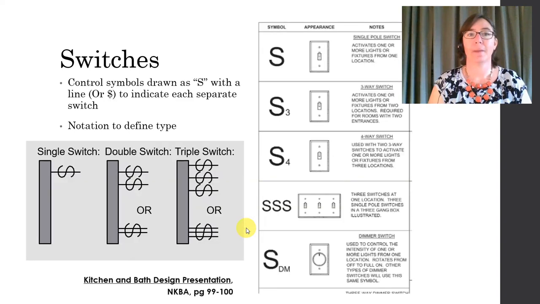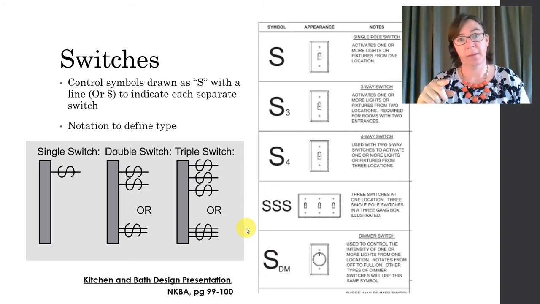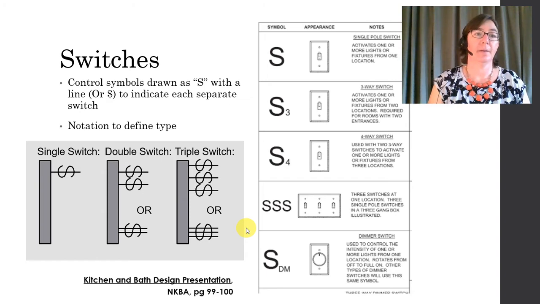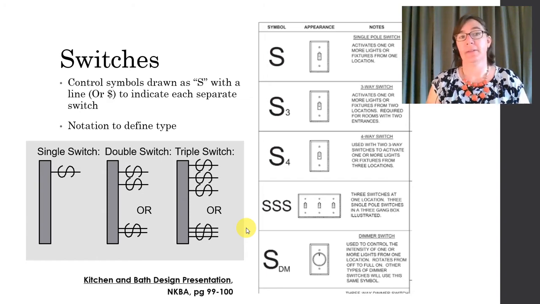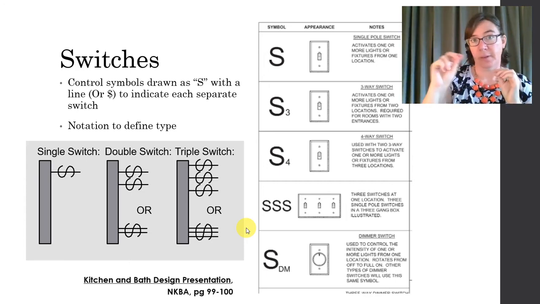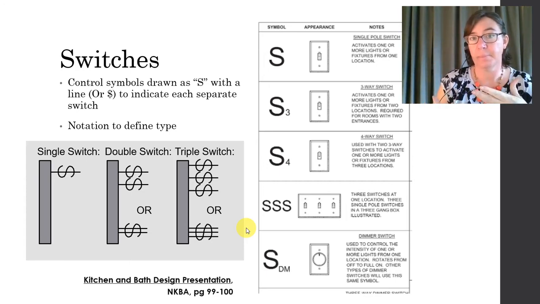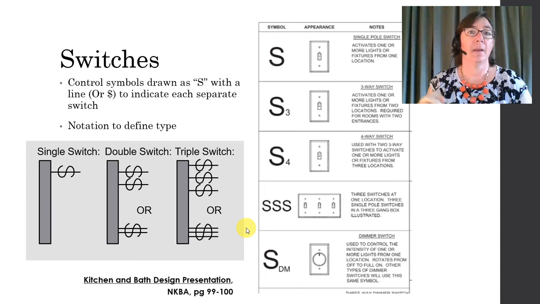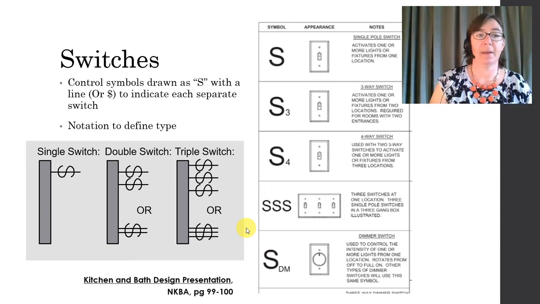Okay. On your mechanical plan, the control symbols or the switches are drawn as an S with a line through it, or some people use a dollar sign. Okay, and those will indicate each separate switch. And then similar to the outlet where there was a little notation for the specialty types, the switches will have a little number or letter, a notation to determine what type it is.